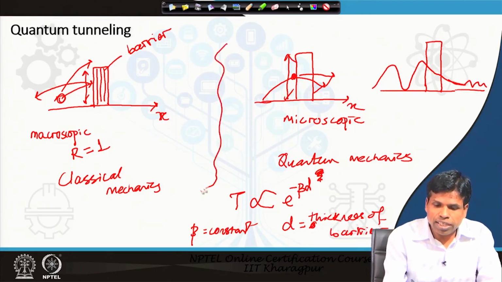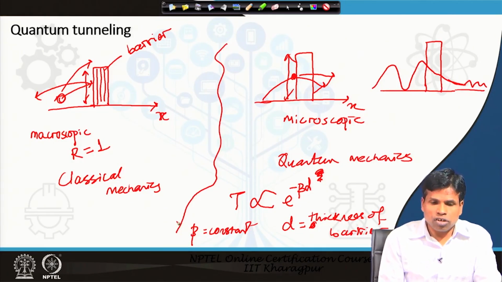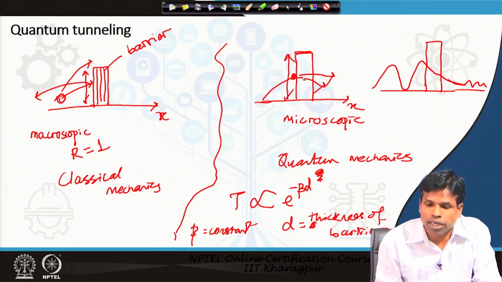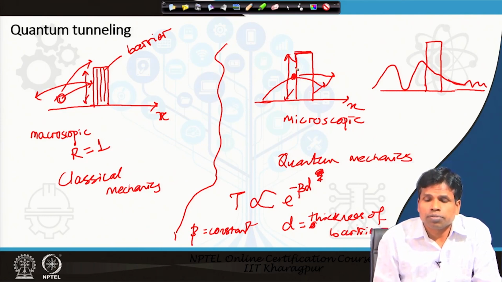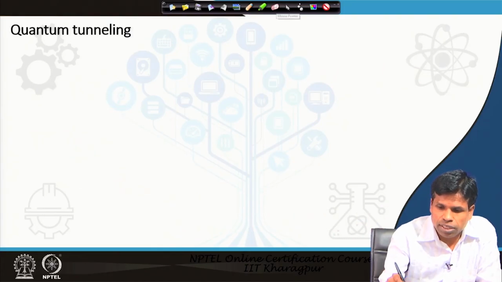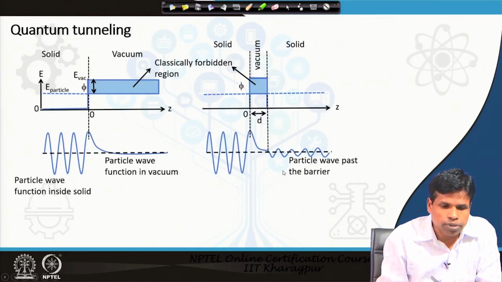In the case of solids, the scanning tunneling microscope is based on the phenomenon of quantum tunneling of electrons. Electrons are microscopic, very fine particles, and they follow quantum mechanics. Even though their energy is less than the barrier height, there is a probability of tunneling through the barrier. We can describe that better using the graph here.